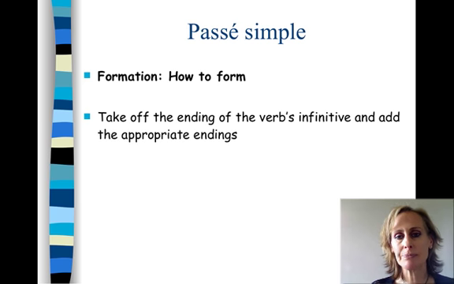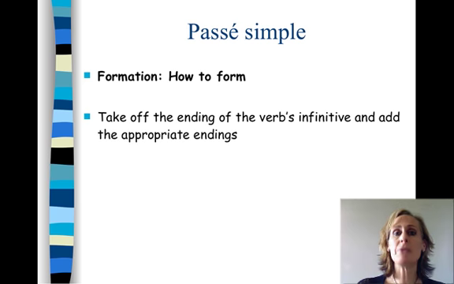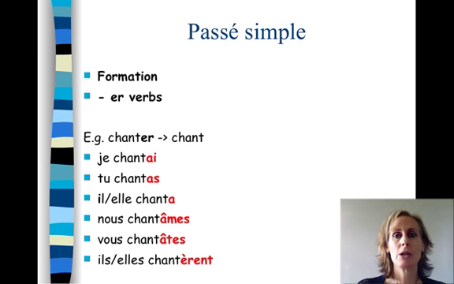So how do we form it? You remove the ending of the verb's infinitive and you add the appropriate endings. So it's pretty simple. So for ER verbs, chanter, for example, we take off the ER, our stem is chant. We add these endings: ai, as, a circonflexe, âmes, âtes, èrent.